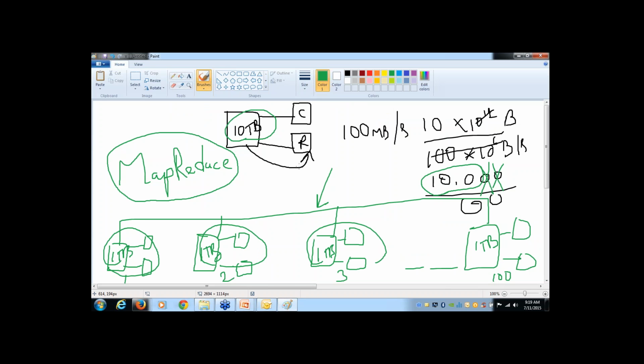Can anyone talk about what could be the problem when we migrate from a single computer based system to this multi computer based system? Can anybody think of an issue?